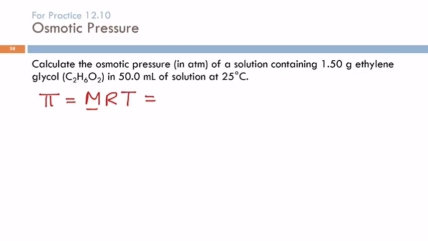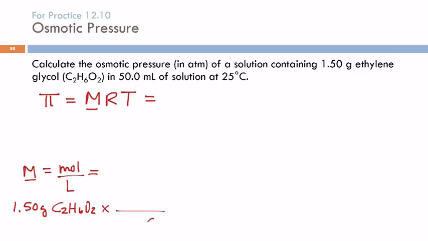So we need the molarity. Did they give it to us? They gave us grams, so we can figure it out. We need moles of solute per liter of solution. Well, they gave us grams of solute: 1.50 grams of ethylene glycol, C2H6O2. So we need the molar mass of that so that we can convert to moles.